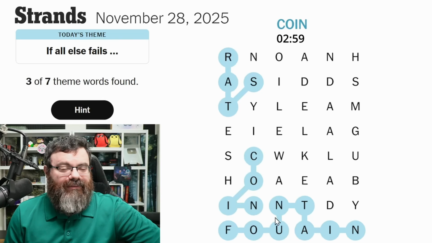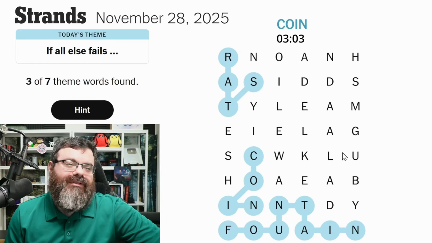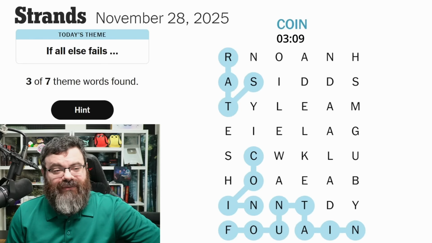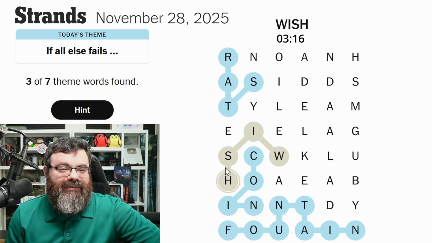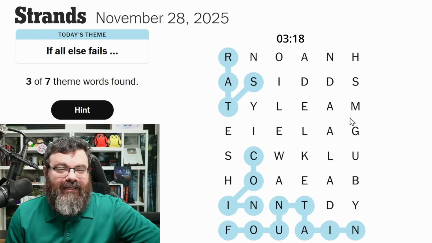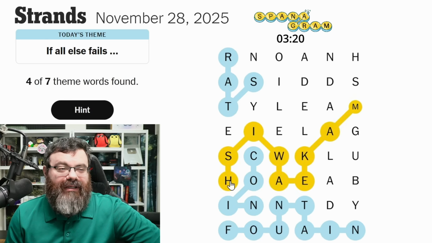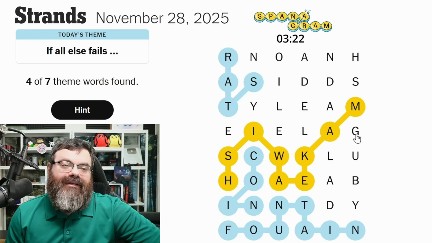Coin? Oh, you make a wish. These are all things you can use for wishes. Wish upon a star, put a coin in a fountain, or lucky coin. So wish. Here's wish. So is it make a wish? I think it is. Make a wish. All right, so what else do we wish on?